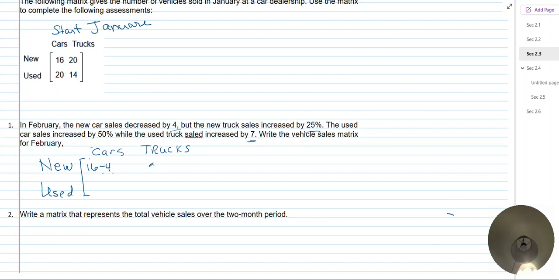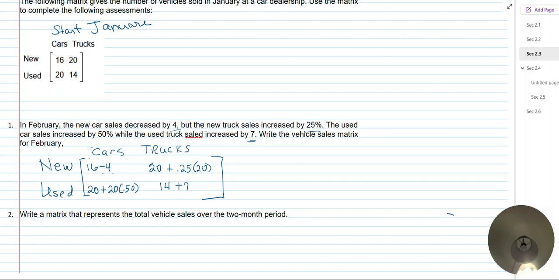So this one started at 20, and then sales increased by 25%. Then it said the used car sales increased by 50%. So that was 20 plus 20 times 50%. And the used truck sales increased by 7. So that was 14 plus 7. Now, this is the action we're taking.